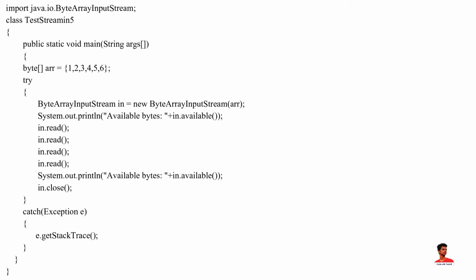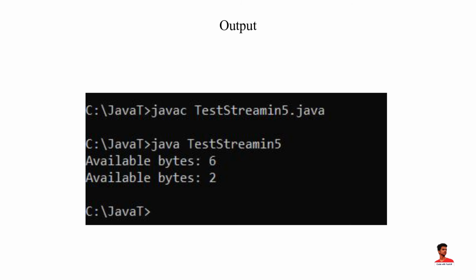We have then used the read method 4 times to read 4 bytes from the input stream. Now, after reading the 4 bytes, we have checked the available bytes. This time, the available bytes decreased by 4.